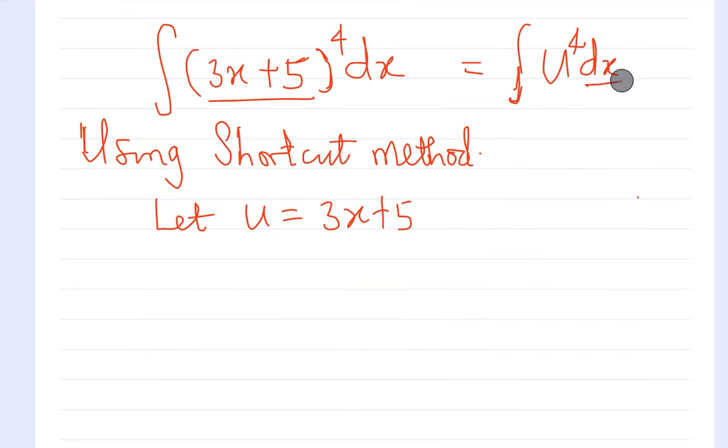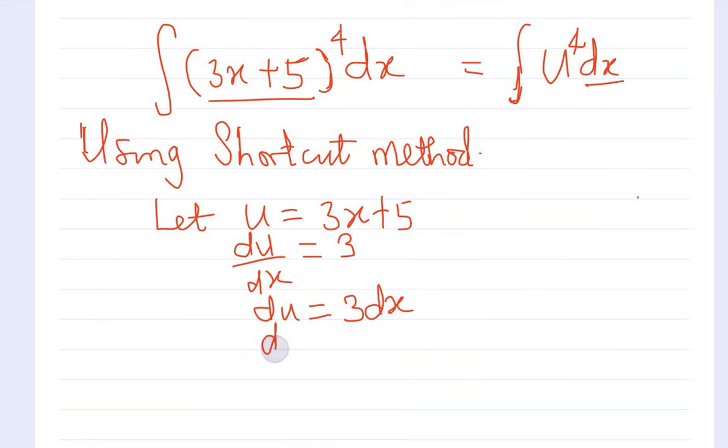Now you cannot use dx here, so you have to differentiate u with respect to x. If you differentiate u with respect to x, you will have 3, right? If you cross multiply, you will have du equal to 3 dx. Then make dx the subject of the formula. That means dx is equal to du over 3, right?